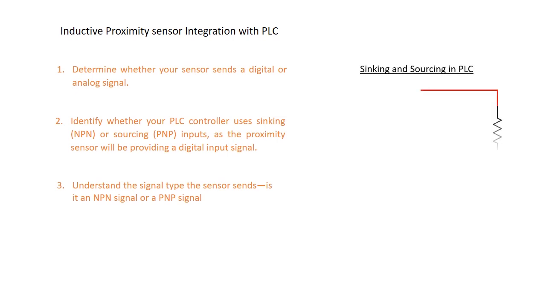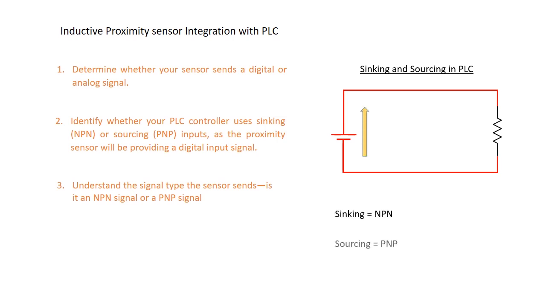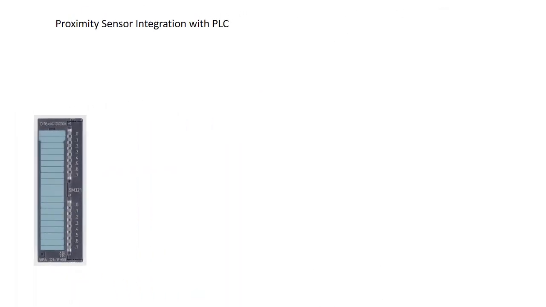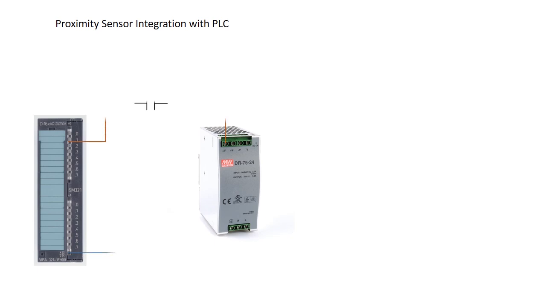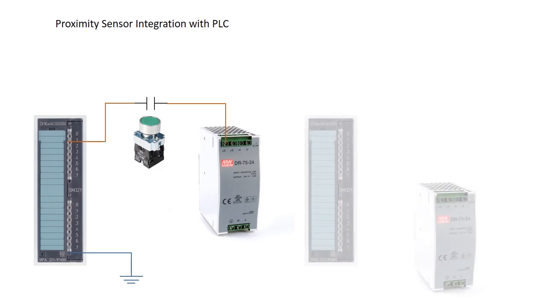In a PLC system, the terms syncing and sourcing refer to the direction of current flow. Syncing is associated with NPN types, while sourcing is linked to PNP types. Let's consider a PLC digital input card, which receives digital signals. When the PLC receives 24 DC volt at its input terminal, it detects this as an on condition or a high state. This happens because, when the sensor is active, it completes the circuit with the PLC's power supply, allowing current to flow between the power supply and the PLC ground.